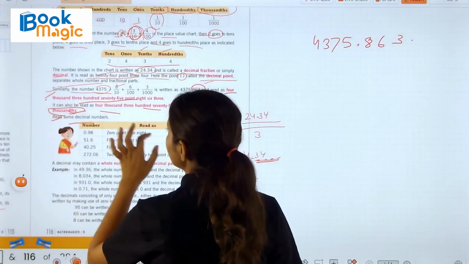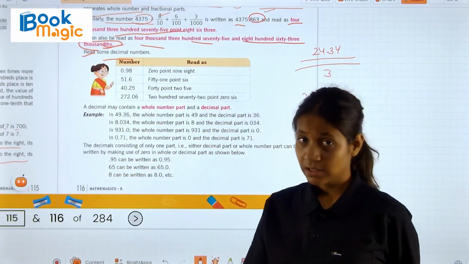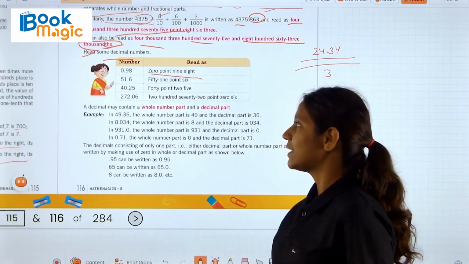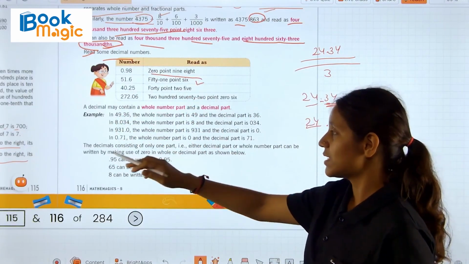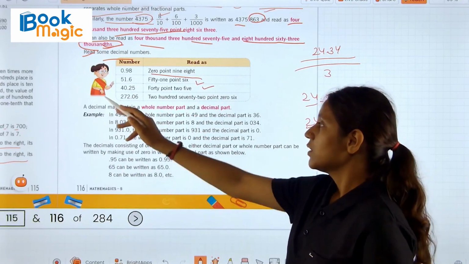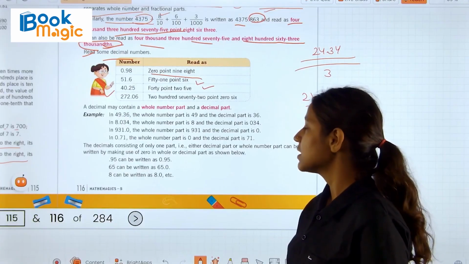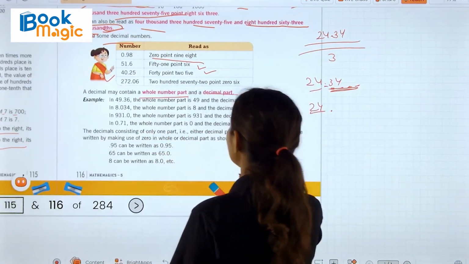Now let's read some decimal numbers. Number is 0.98, so it is read as 0.98. Then we have 51.6, 40.25, and 272.06. A decimal may contain a whole number part and a decimal part.